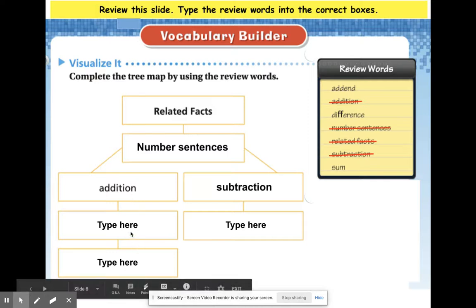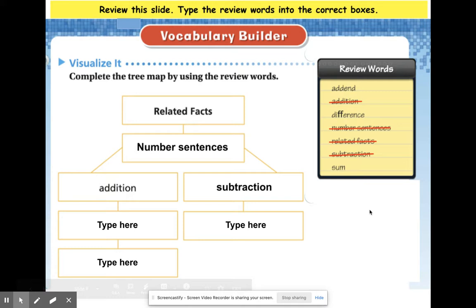These 2 words will be addition words. This will be a subtraction word. So now it's your turn to show us what you know. When you finish these slides, you can go back to your vocabulary cards and practice them so you're ready to start our chapter on multiplication.